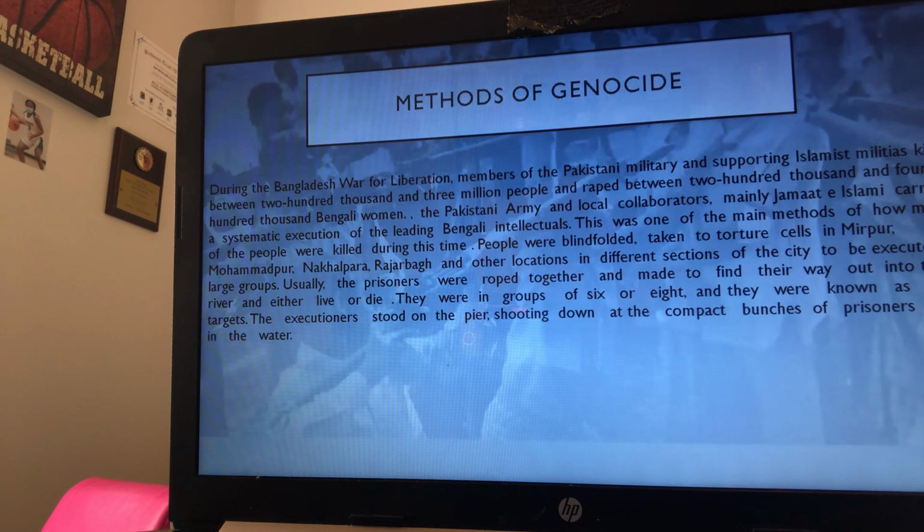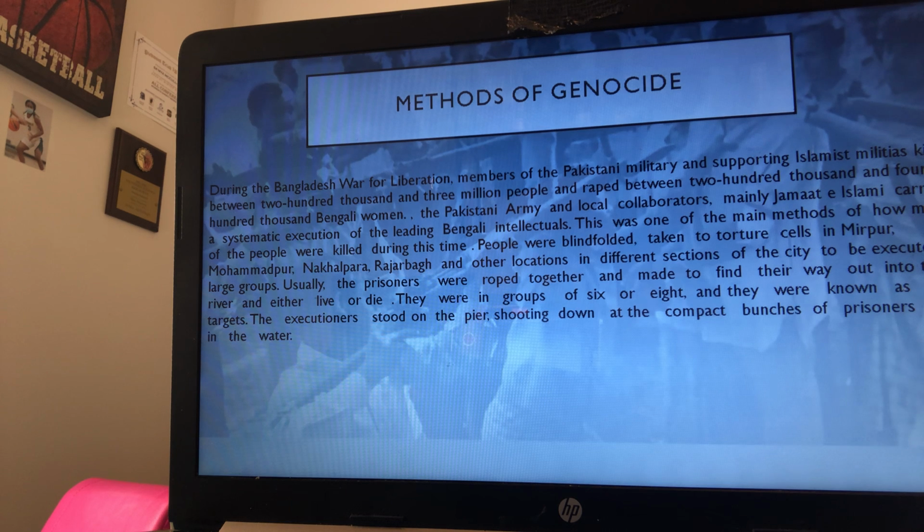The Pakistani army and local collaborators, mainly Jamaat-e-Islami, carried out a systematic execution of the leading Bengali intellectuals. This was one of the main methods of how a majority of the people were killed during this time.